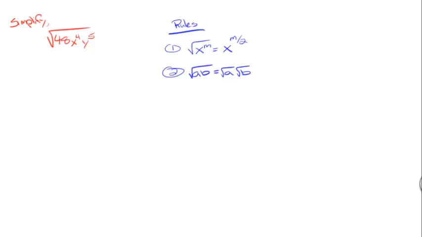All right, in order to simplify this radical expression, we need to follow these two rules right here. There are a couple of other rules for radicals, but these two are all we need for this problem right here. Number one is this idea that when you take the square root of an expression that has an exponent, you divide that exponent by 2. You might not have seen it like that before, but here's just a quick example.